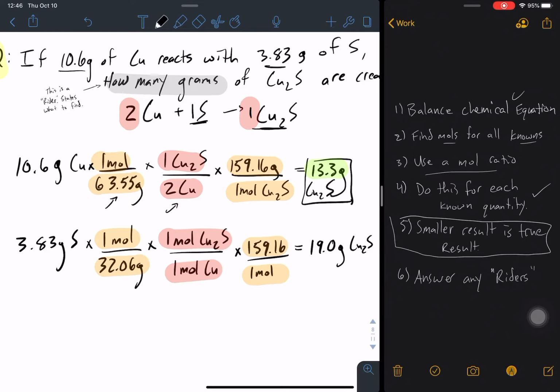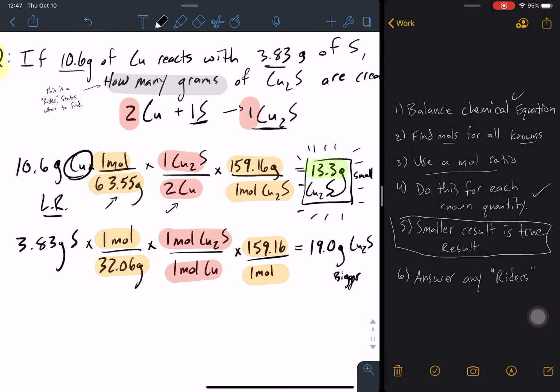Here's the kicker when it comes to limiting reagent. The limiting reagent here should be copper. So this is my limiting reagent, and the reason why is because this is the smaller result and this is the bigger result. With the limiting reagent, we can only make as much as our limiting reagent tells us, and usually this is going to be highlighted by having a smaller result in the very end.